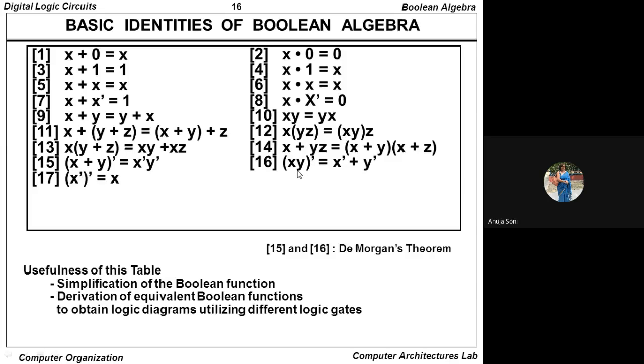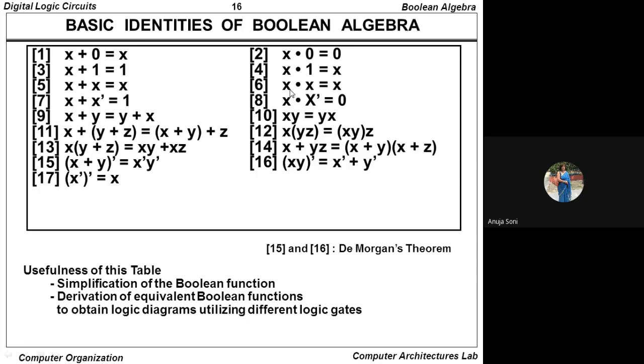Means in between, this AND operator is replaced by the OR operator, and this complement is applied individually to all the variables separately. Similarly, in case of point number 15, this plus, or the OR operator, is being replaced by the AND operator, and this complement is applied individually to all the variables. So it says the De Morgan's law.